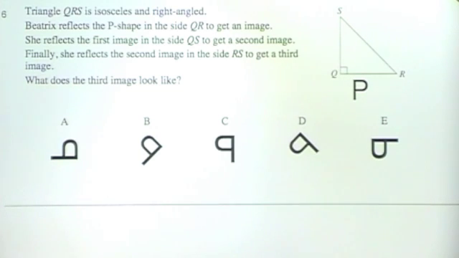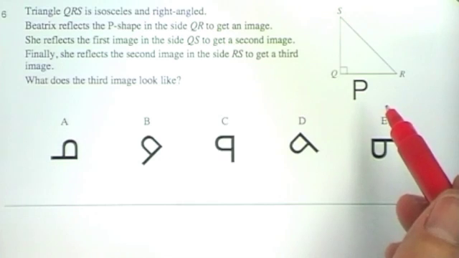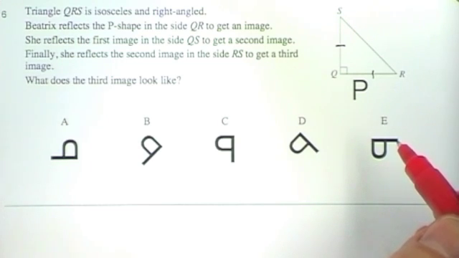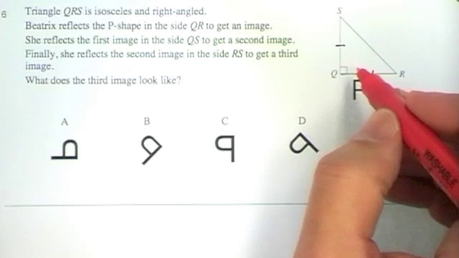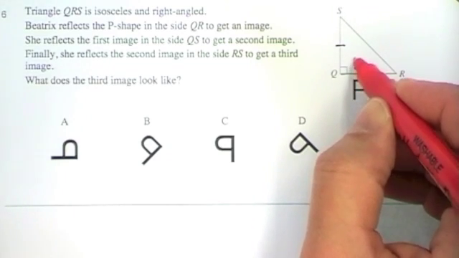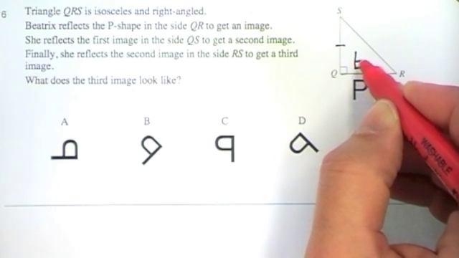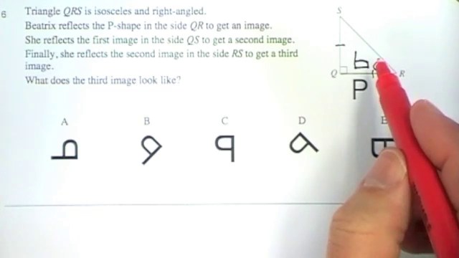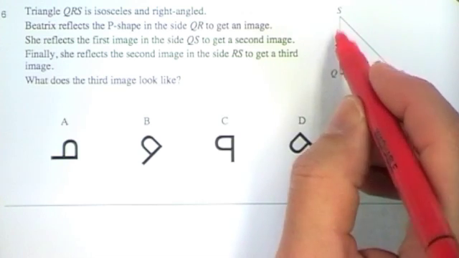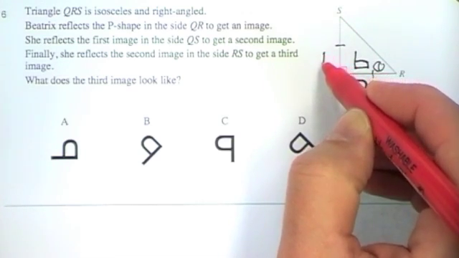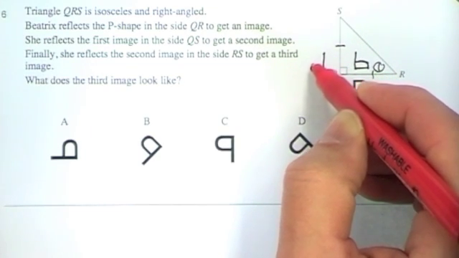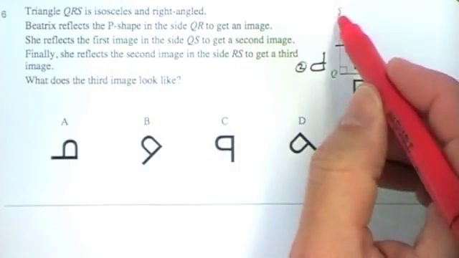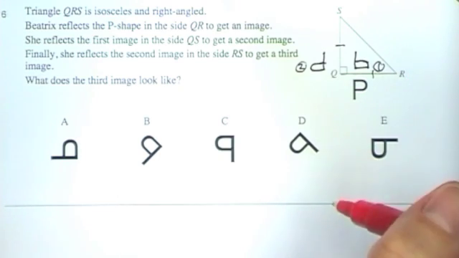Question 6. Triangle QRS. QRS is isosceles and right angled, so that's the same as that. Beatrix reflects shape P in the side QR, that's that side. So the reflection is going to look like that. That's the first reflection. She reflects the first image in side QS to get a second image, so that's QS, that's in this one, so that's going to be reflected. Try and do it accurately, otherwise I won't. So that's my second reflection, and then she finally reflects the second image in RS, that's this one here, to get a third image. What does the third image finally look like?